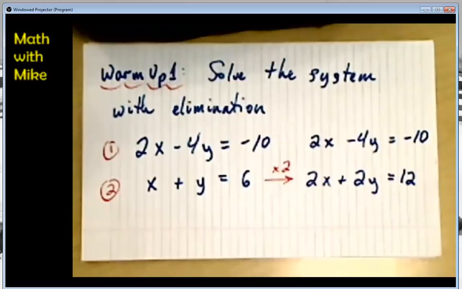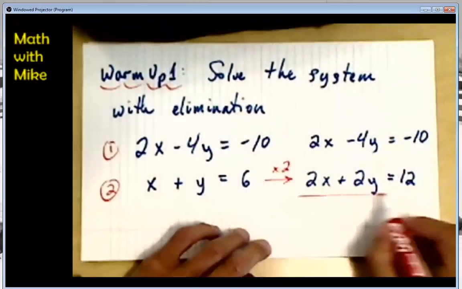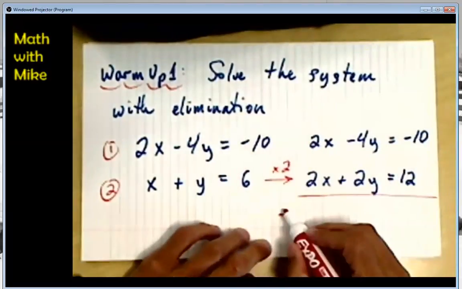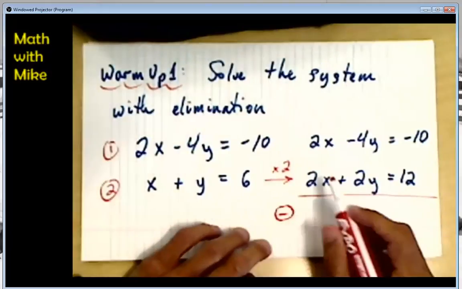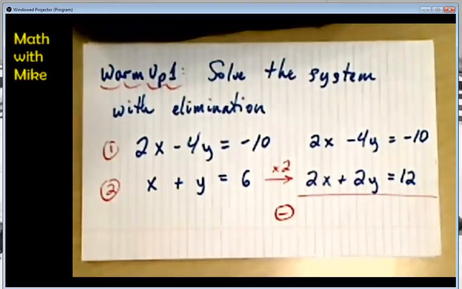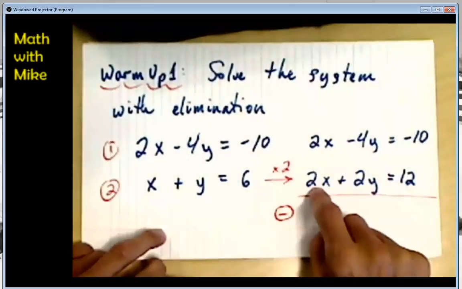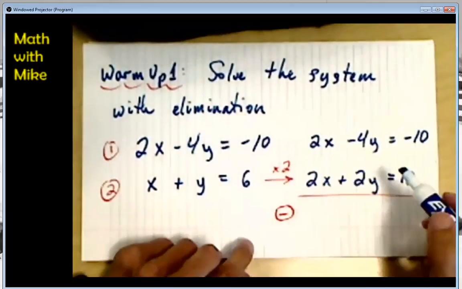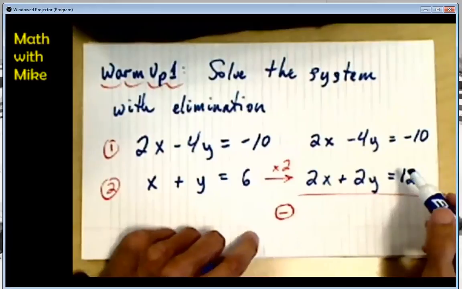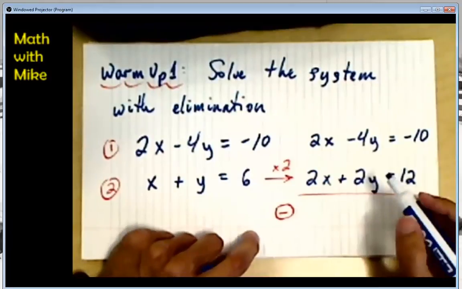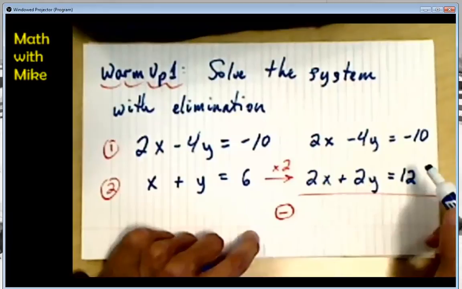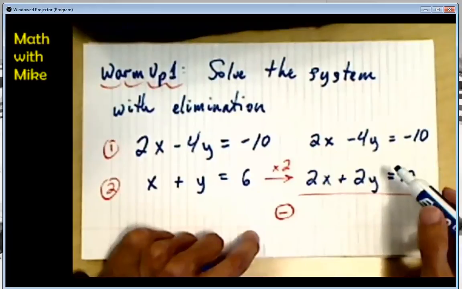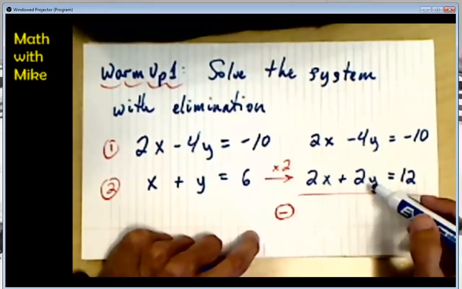subtract. If we subtract, what letter will disappear? X. The x's will disappear. That's right. Yeah, we get the y's left. So what do we get left for the y's? 2y. No, we don't get 2y. Oh yeah. Let me think. You can do it off to the side.